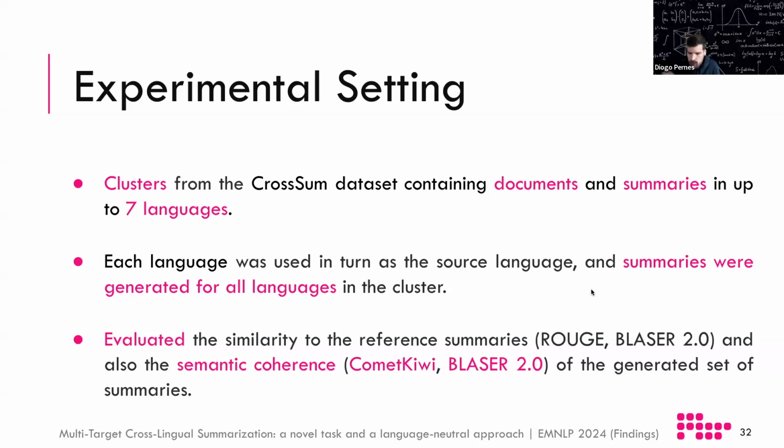But apart from evaluating the similarity of the summaries to the targets, we also want to evaluate if our set of summaries is actually consistent. So if the summaries that we produced actually have the same information for different languages. For this, we use Comet, Kiwi, and Blazor, which are basically quality estimation metrics for machine translation. What does it mean? You can give it 2 sentences, like Sonar, and it gives you a score of how similar those sentences are, in different languages, of course.